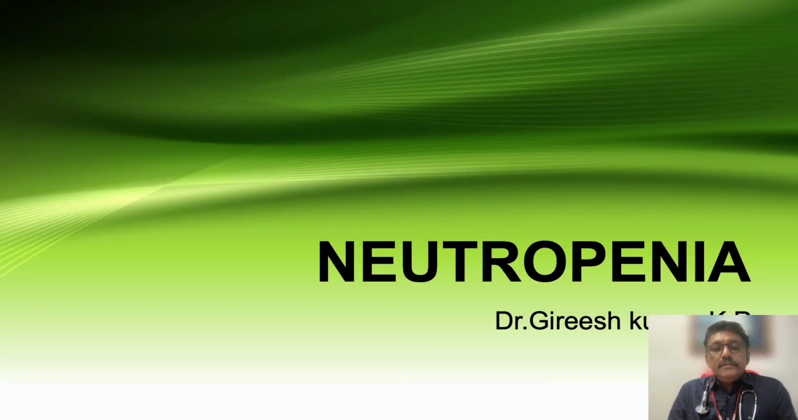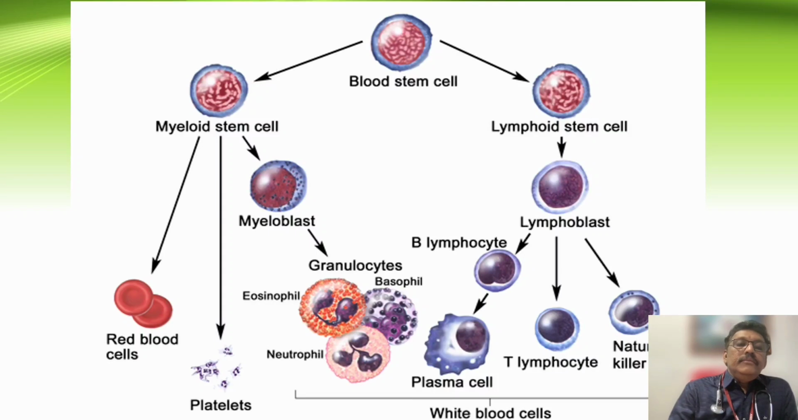Today let us discuss neutropenia and neutropenia related sepsis. We know that blood is produced in bone marrow from blood stem cells. Then it forms into myeloid stem cells and lymphoid stem cells. In myeloid stem cells, you can get RBCs, platelets and granulocytes. In granulocytes, we have eosinophils, basophils and neutrophils.